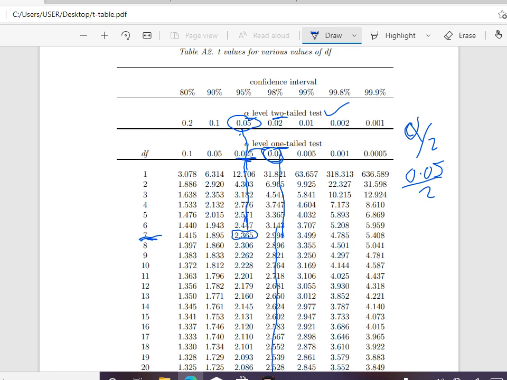So be very careful. The question says two tail. So you just go and check the 0.05 at where they've written two tail test and trace it against your degree of freedom. Or you divide it by 2 before you check it at where they've written one tail. Don't go and check 0.05 at where they've written one tail. You'll get it wrong. So the answer is 2.365.